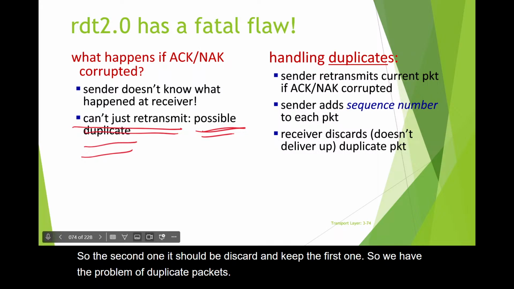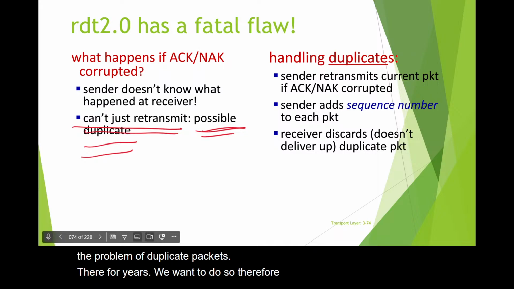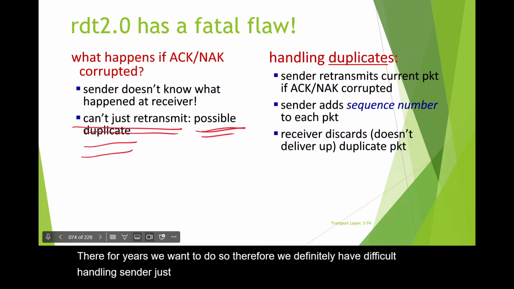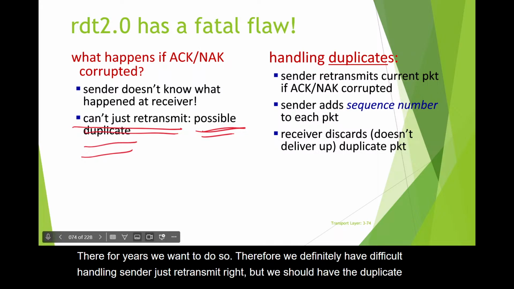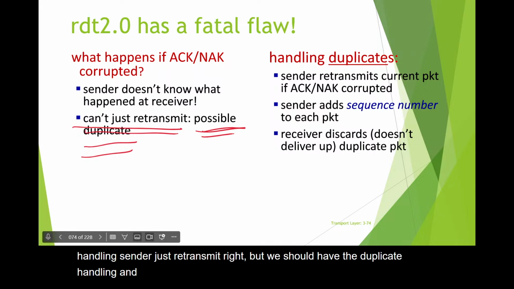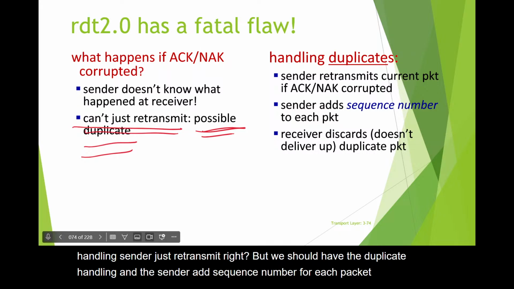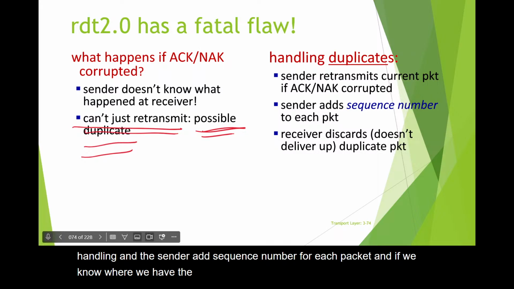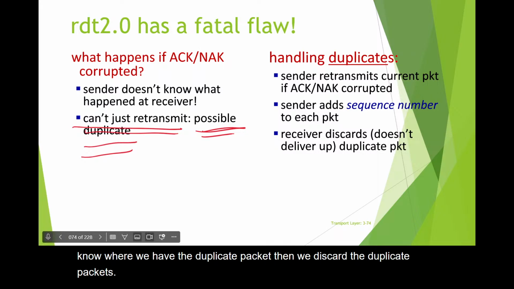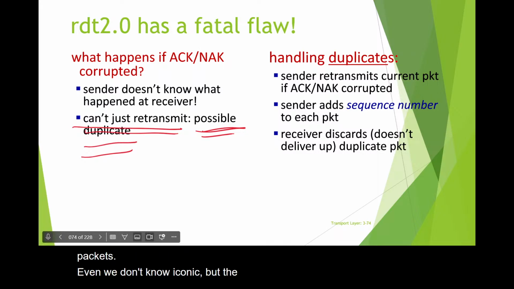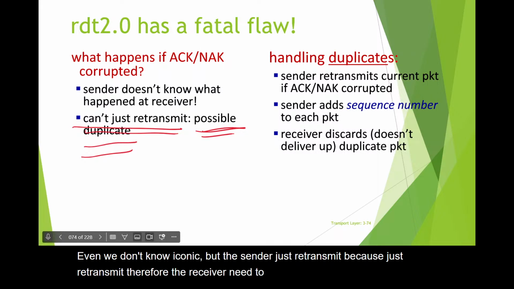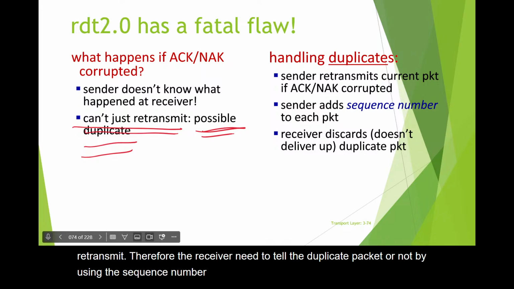Therefore, we have to have duplicate handling. The sender just retransmits, right? But we should have duplicate handling, and the sender adds a sequence number to each packet. If we know we have a duplicate packet, then we discard it. Even if we don't know the ACK or NAK, the sender just retransmits. Because of the retransmission, the receiver needs to tell whether a packet is a duplicate by using the sequence number. So this time we have a sequence number.